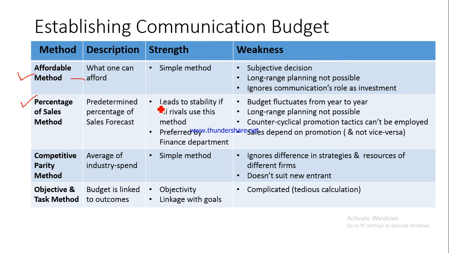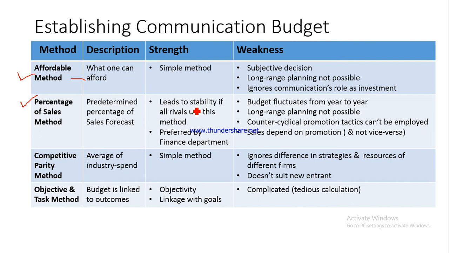And if everybody else in the market, the other rivals in the market also use the same method, there would be significant stability in the market, because everybody would be spending according to their forecast. So naturally there would be stability in the market in this sense. So it would not lead to any aggressive advertising. Everybody is determined to preserve their own turf.